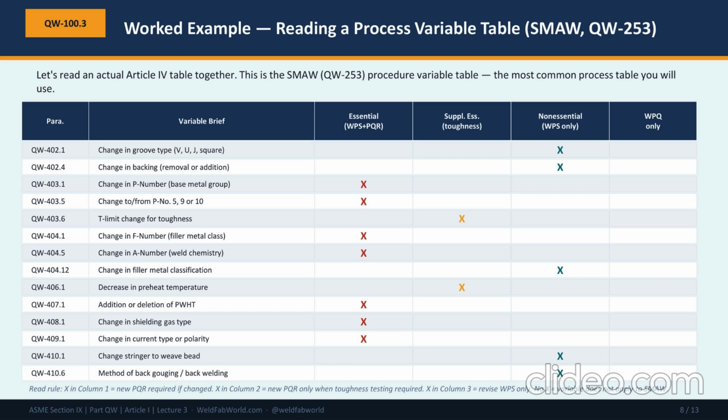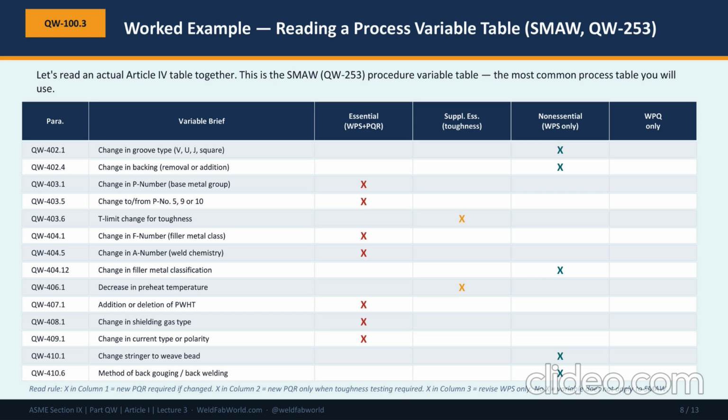QW404.1, change in F number, filler metal class. Column 1, essential. Change the filler metal F number and you need a new PQR. Different F number filler metals have different usability characteristics and can deposit weld metal with meaningfully different mechanical properties.